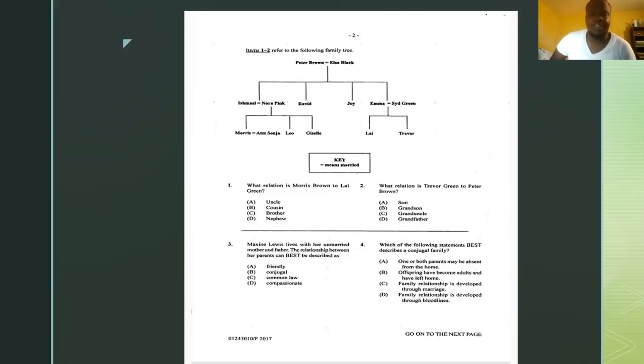Good. Question 3 says, Maxine Lewis lives with her unmarried mother and father. The relationship between her parents can best be described as A, friendly, B, conjugal, C, common law, D, compassionate, right? So again, Maxine Lewis lives with her unmarried mother and father. The relationship between her parents can be best described as A, friendly, B, conjugal, C, common law, D, compassionate.